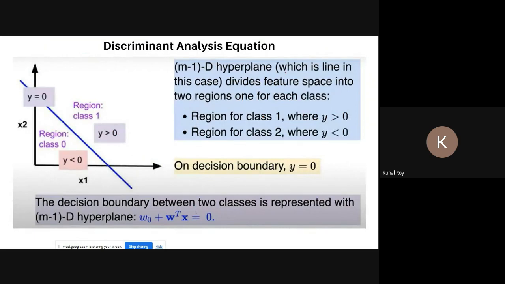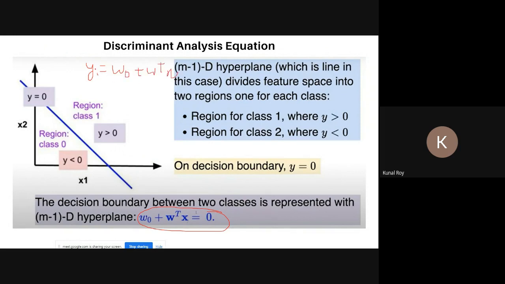The same thing applies to the overall term. Now, there are some constraints or boundaries behind selecting a discriminant function. As we know, a basic function is w0 plus w transpose x.